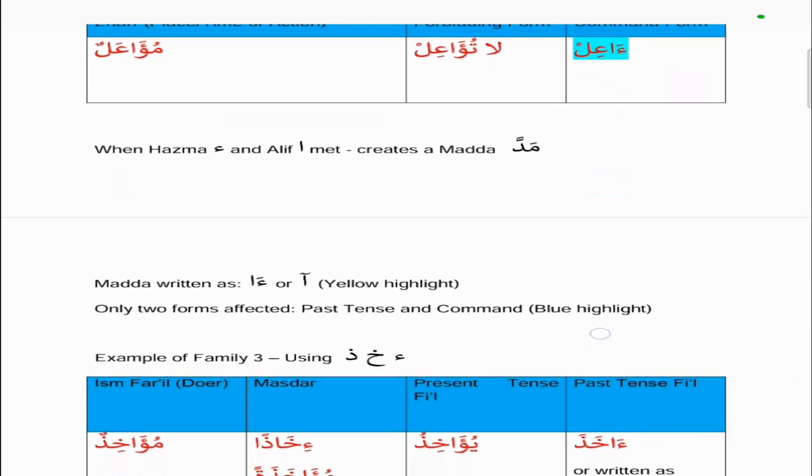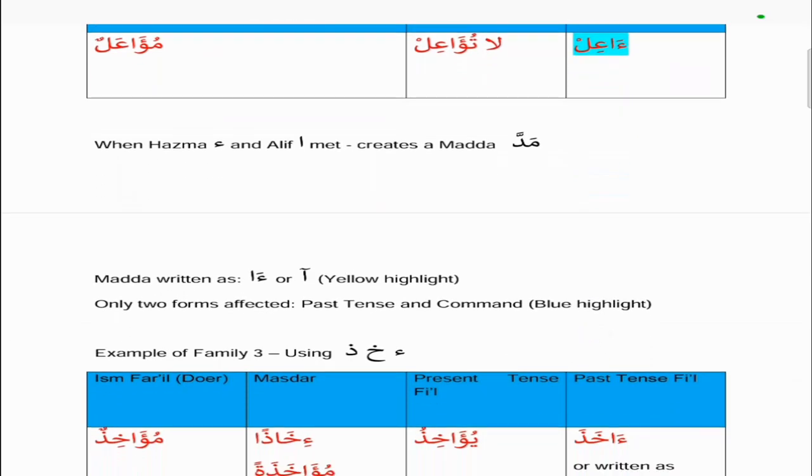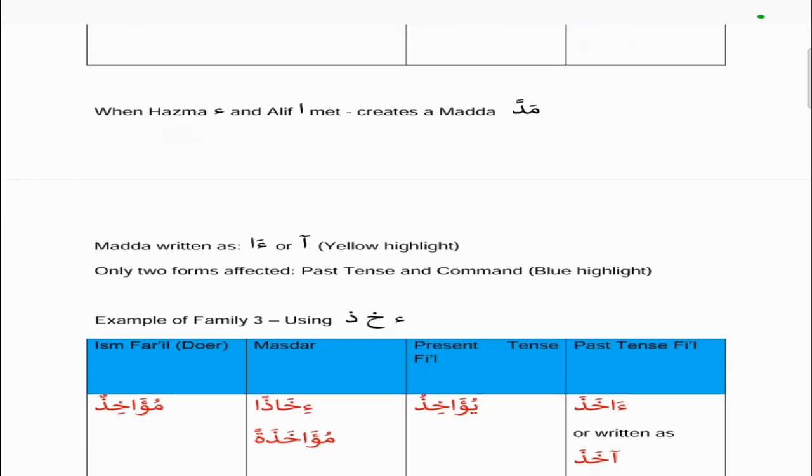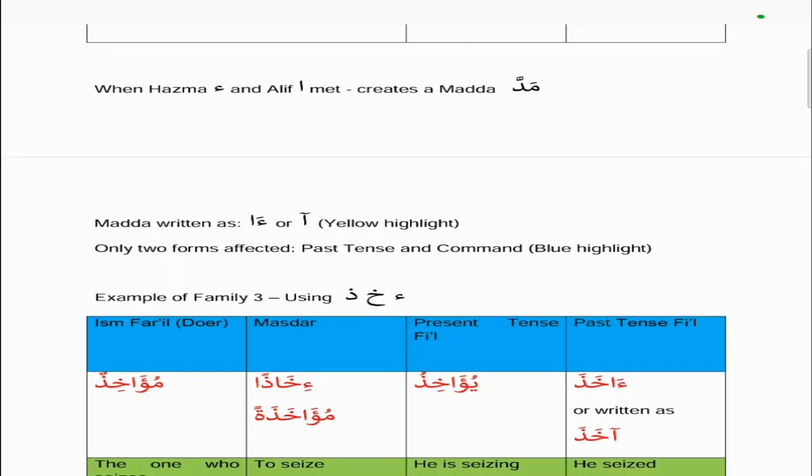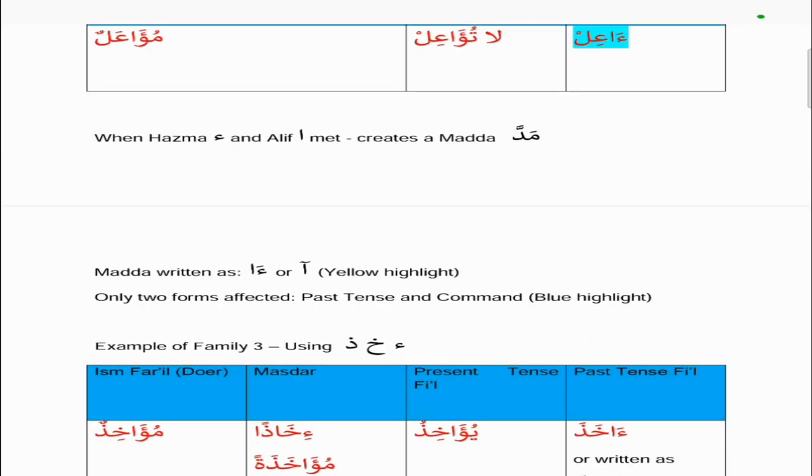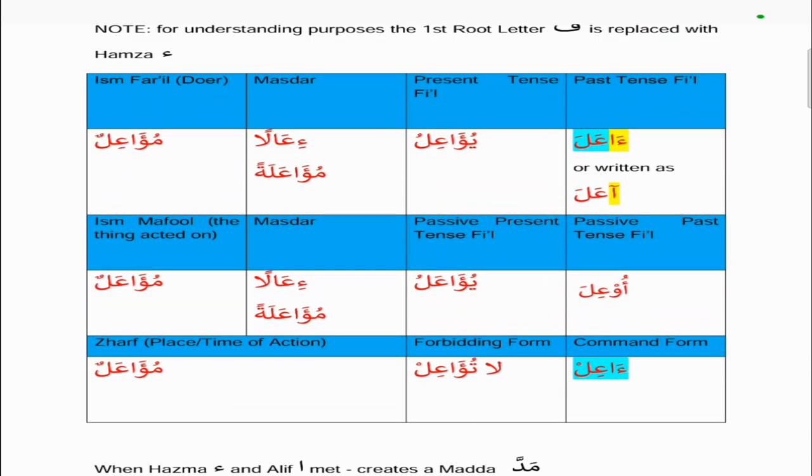And these are some explanations. Just remember, when the hamza and the alif meet, it creates a madda, and the madda can be written as the hamza with the alif, or the alif with the madda on top. And if you note, only two forms are affected, which are the past tense and the command. Otherwise the rest take the typical template; only the past and the command forms are actually affected.